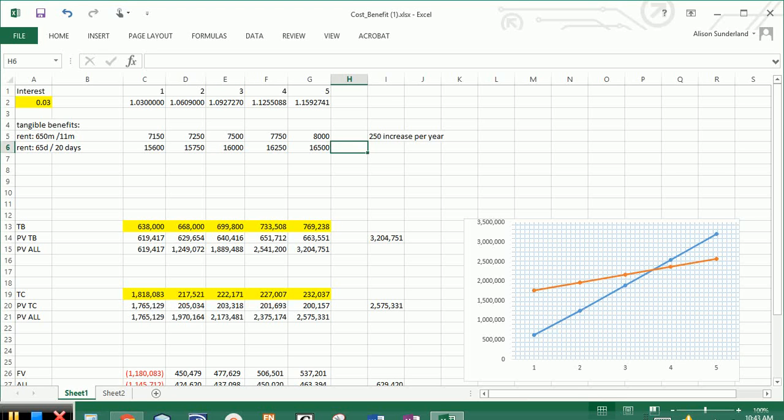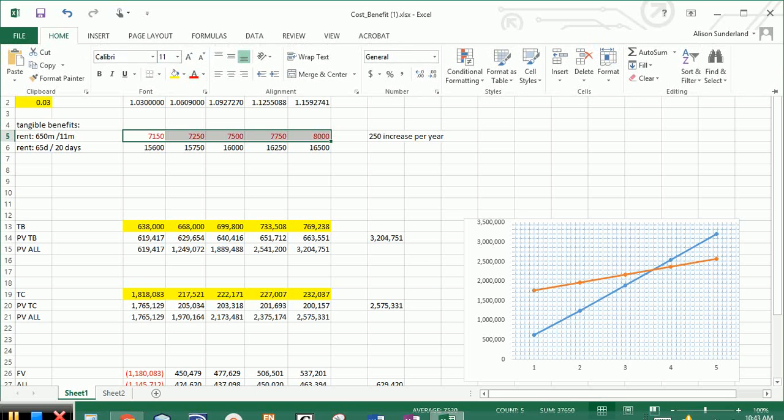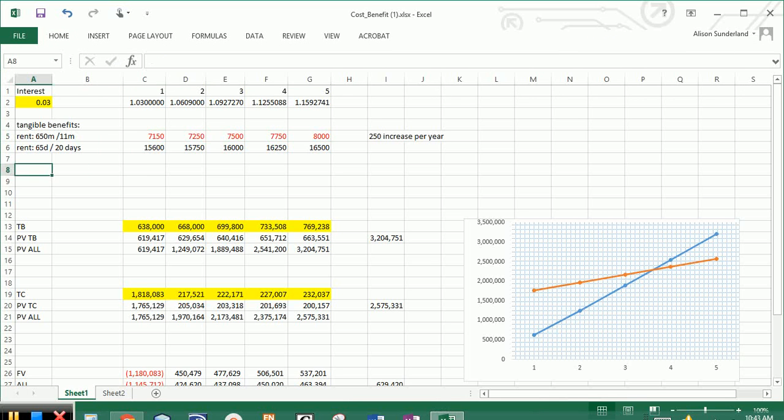So I can either rent it out per month or I can rent it out per day. I can't do both of them, so I'm going to highlight this one in red because I would like to run the numbers on both and see which one is more valuable to me.